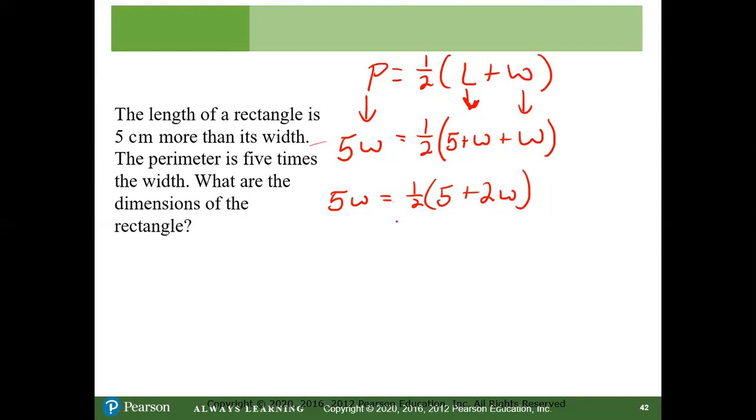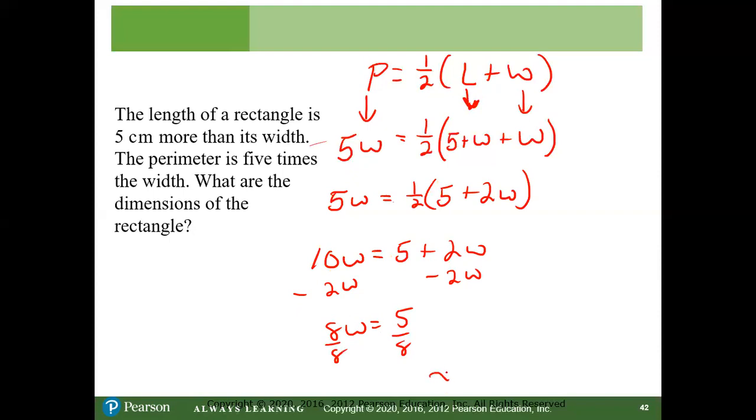I have a fraction here, so I'm going to multiply both sides by 2 to get rid of it. That gives me 10w is equal to 5 plus 2w. And then I can start cleaning this up a little bit. So this is going to be subtract 2w, subtract 2w, you get 8w is equal to 5. And then we're going to divide both sides by 8. So w is equal to 5 eighths.